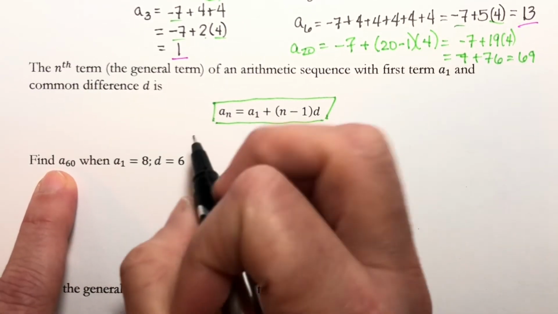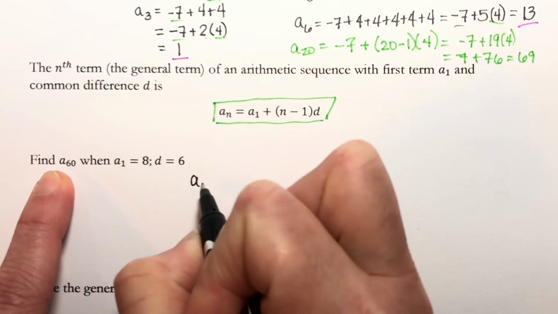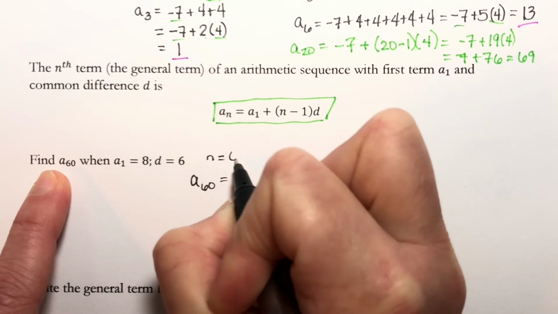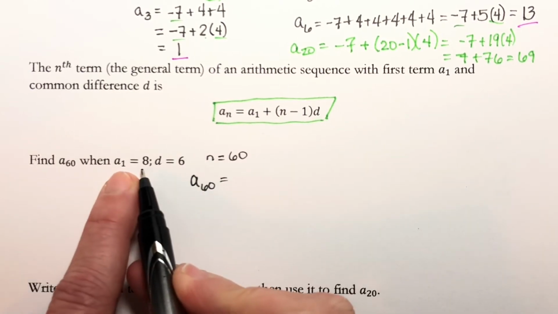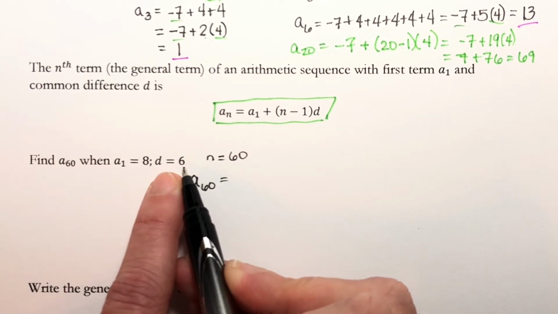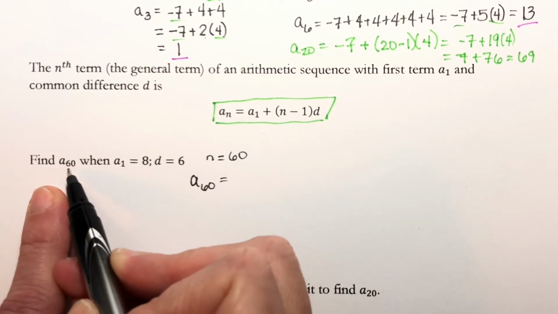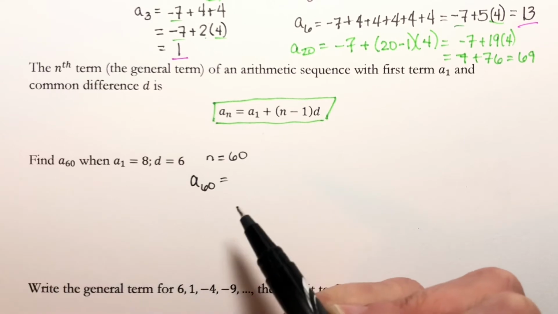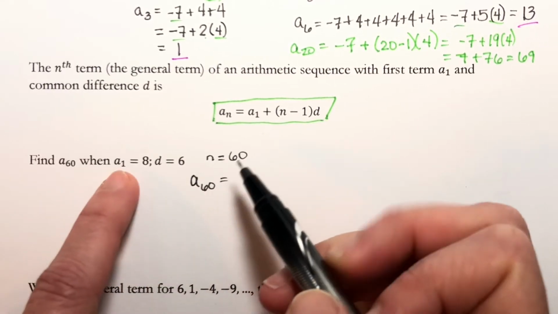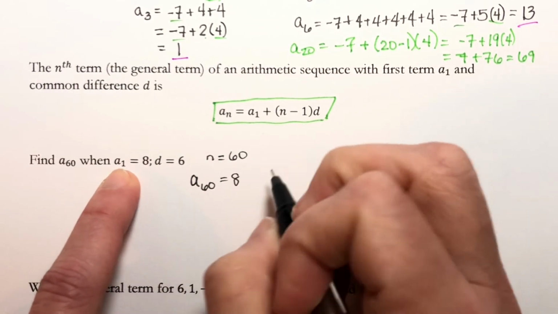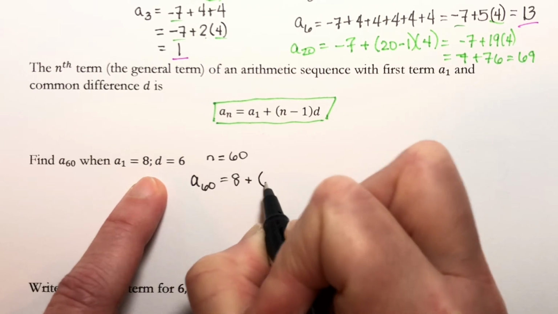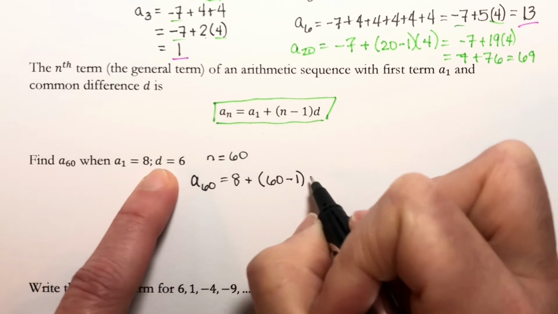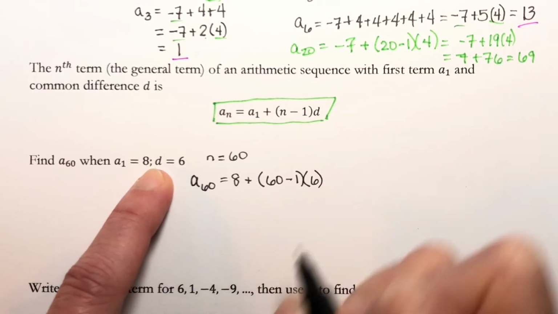I want to find A sub 60. So our N is 60. Our A1 is 8. Our D is 6. A sub N, that's how I found out my N was 60. Okay? Now let's just plug this in. Our A1 is 8 plus N minus 1, 60 minus 1, times our common difference, which is 6.